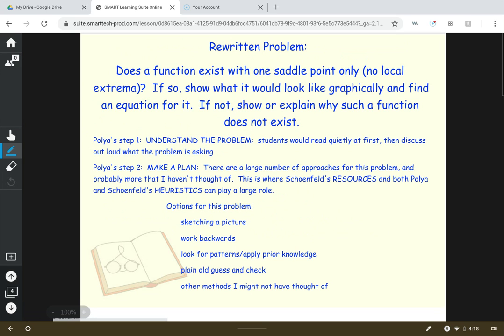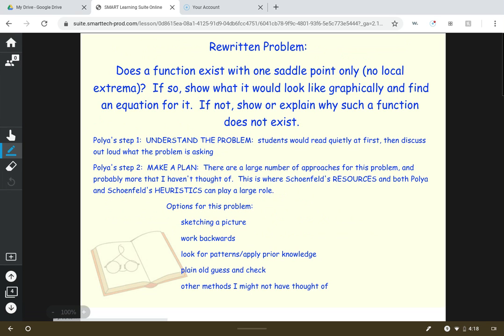So here is my new rewritten problem based on that original one. So I wrote, instead of just giving them a function and saying find the maxes and mins, I said, does a function exist with one saddle point only and no relative or local extrema? If so, show what it would look like graphically and find an equation for it. If not, show or explain why such a function does not exist.